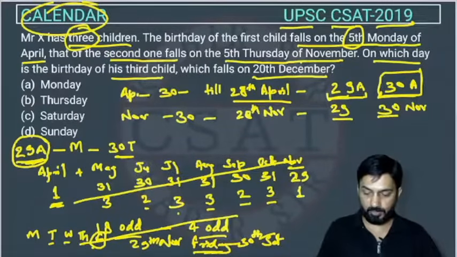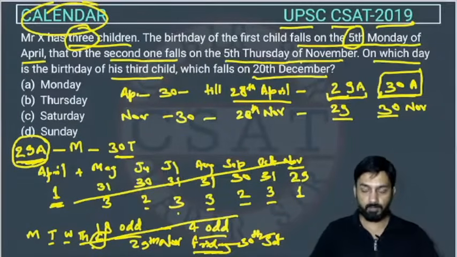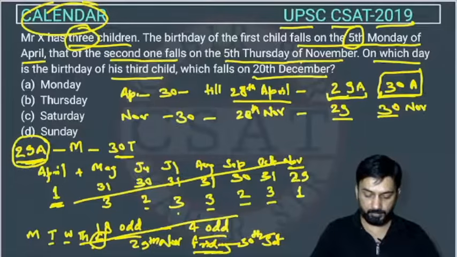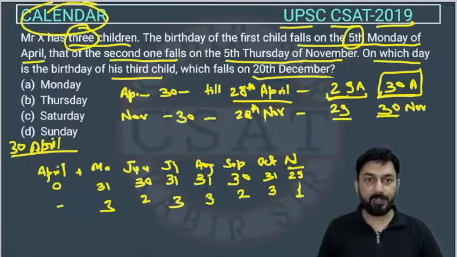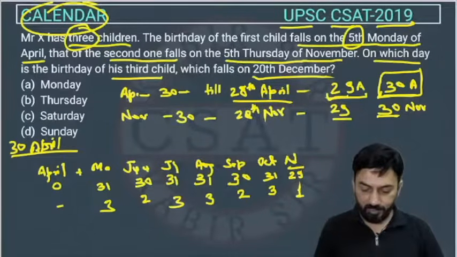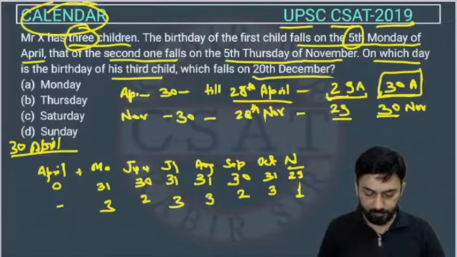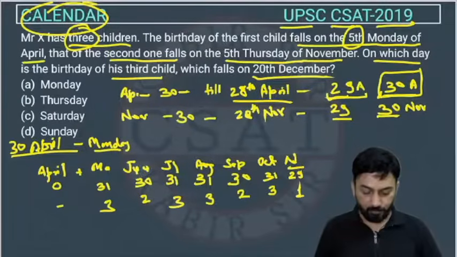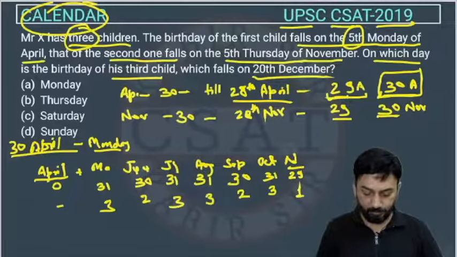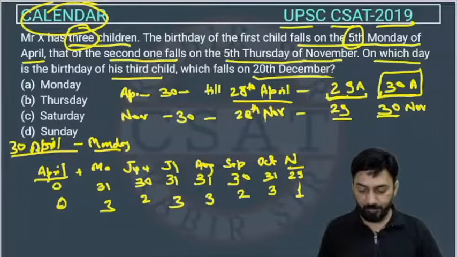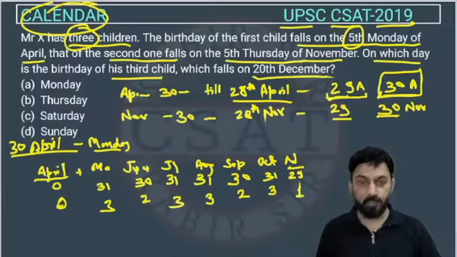If he is born on 30th April, now we will see the second case. So I am removing this and then we will solve for the second case, right? Now suppose that in the second case, the first child is born on 30th April, and it is given that this is a Monday, right? So now the same thing we will do. Now in the April month there will be 0 odd days, right? So this will be 0 odd days and this will remain same.